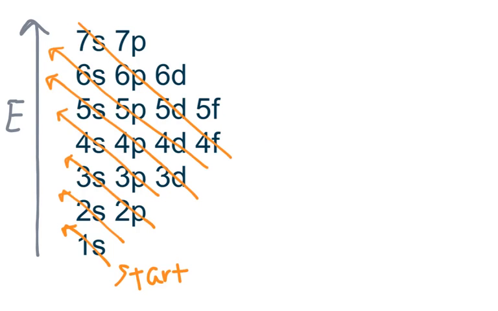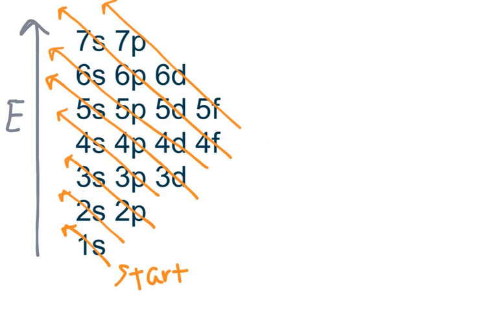Now you can always recreate this on your tests or quizzes. I'm not going to give this to you, but you need to know it. But you can always just recreate it. All the S's line up, all the P's, all the D's, all the F's, and then everything's lined up horizontally by number. All right, so now this will allow us to draw orbital diagrams.